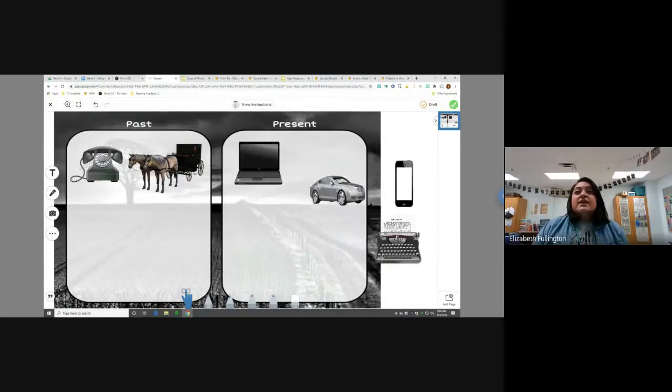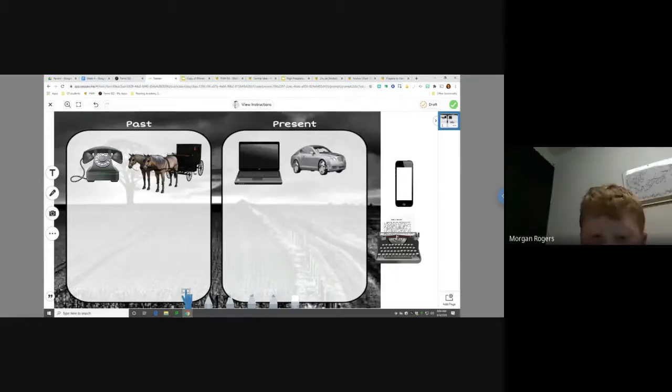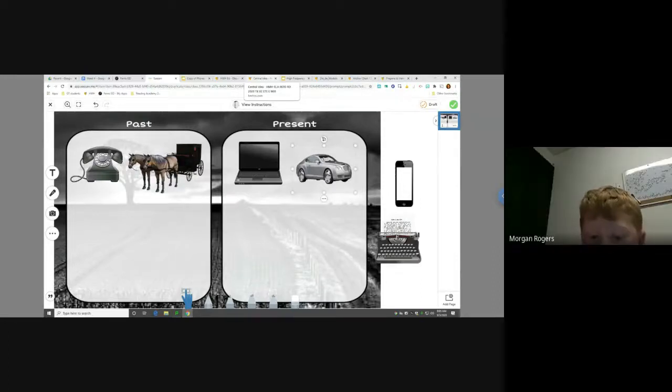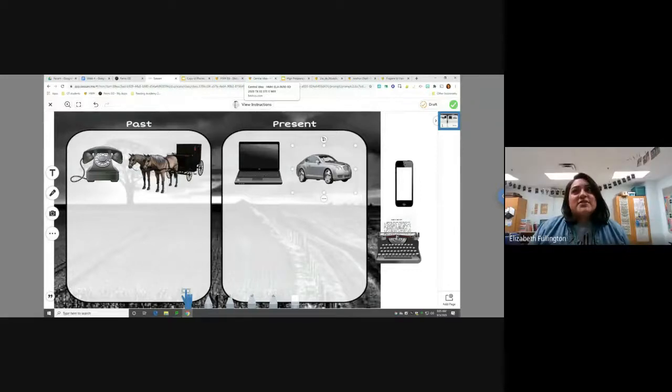So this right here is a what? It's a car or a van. It's a Rolls Royce. The present. Roxton, did you have a question? I know what kind of car that is. What is it? A Rolls Royce. Yes, it is. You're exactly right.